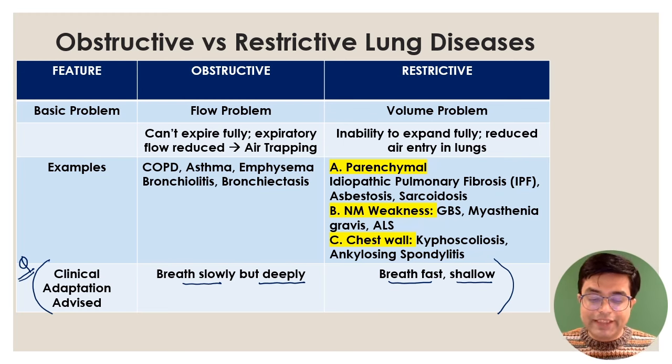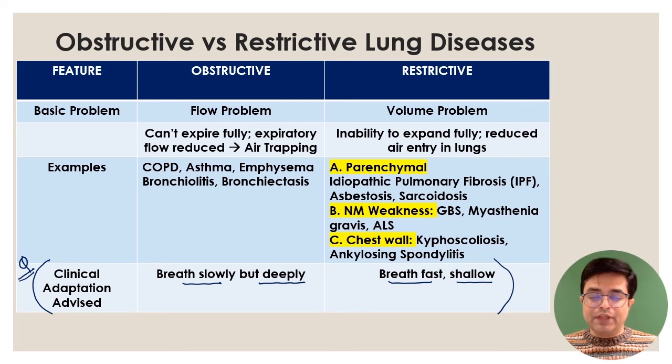This is a clinical adaptation that we advise. This is something we advise to the patient in case you are out somewhere and you have a worsening. What kind of breathing should you do to calm yourself down before you get medical attention? They are adult patients, right? So what will you advise? Obstructive: slow but deep breathing; restrictive: fast but shallow breathing is advised, apart from the medical management.